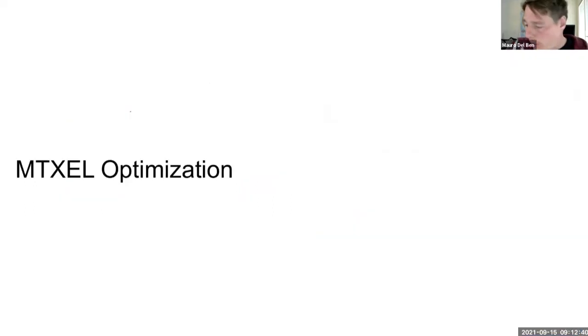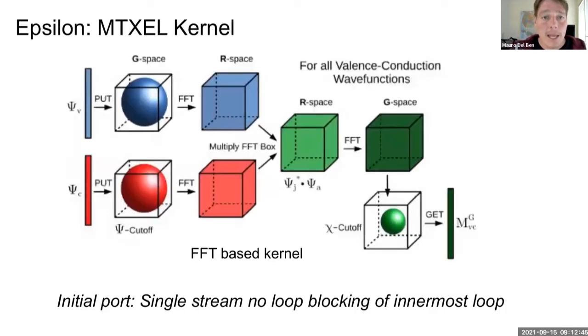Now, let me just summarize the kind of optimization we did for the MTXEL kernel. Again, the MTXEL kernel is implementing these two nested loops. The outer loop goes over what we call the valence vector, and performs a put and an FFT operation. And then the innermost loop, which runs for large scale applications over 1,000 cycles, performs again a put operation going from the vector to the sphere in the rank 3 tensor, performs the FFT, then we pairwise multiply the two boxes, another FFT, and then we get back from the sphere to the vector.